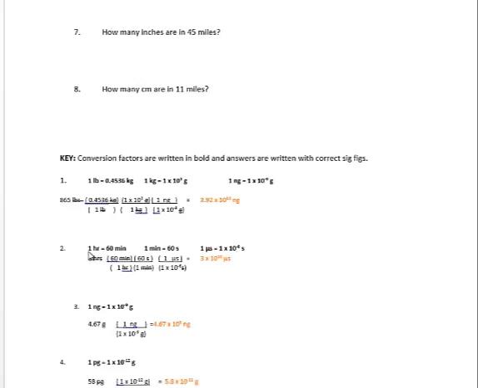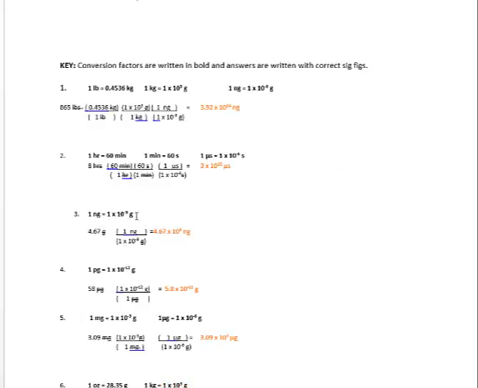Here the conversion factors are 1 hour equals 60 minutes, 1 minute equals 60 seconds, and 1 microsecond equals 1 times 10 to the minus 6 seconds. We multiplied 8 hours by these conversion factors in fraction form: 60 minutes per 1 hour, 60 seconds per 1 minute, 1 microsecond per 1 times 10 to the minus 6 seconds. We arrange these so that the units we don't want cancel out, and the unit that we want is what we end up with.